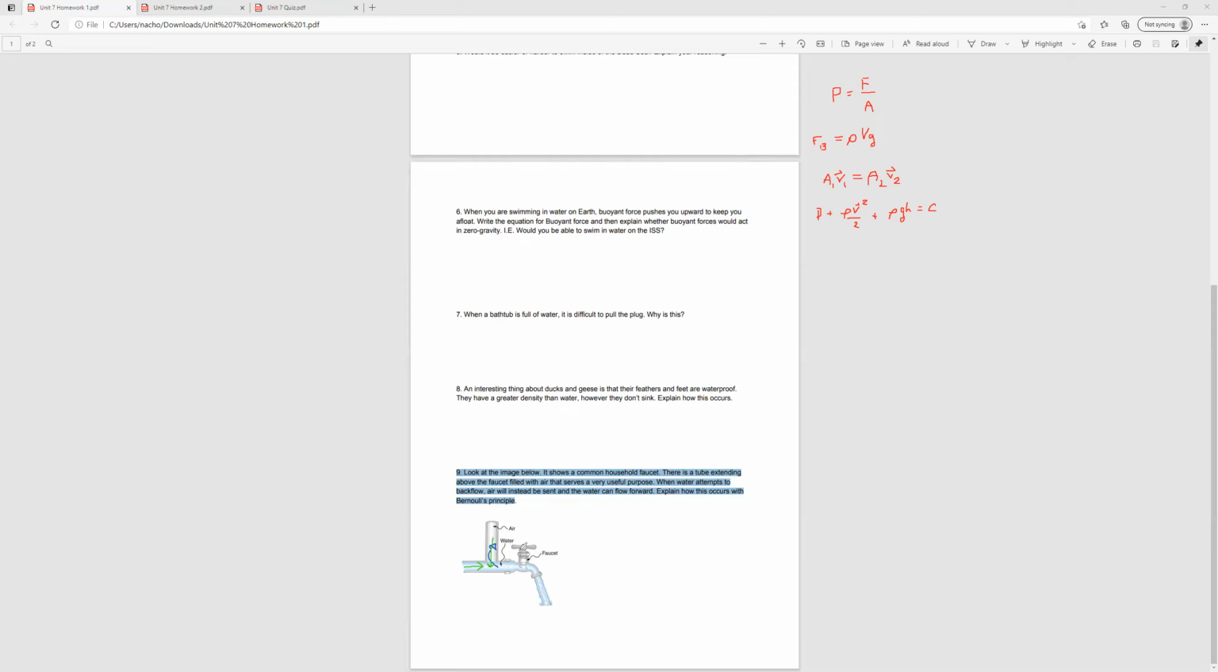That air pocket is pretty important, right? So that's literally why it doesn't flow back. And the main principle here was Bernoulli's principle, as the problem says.